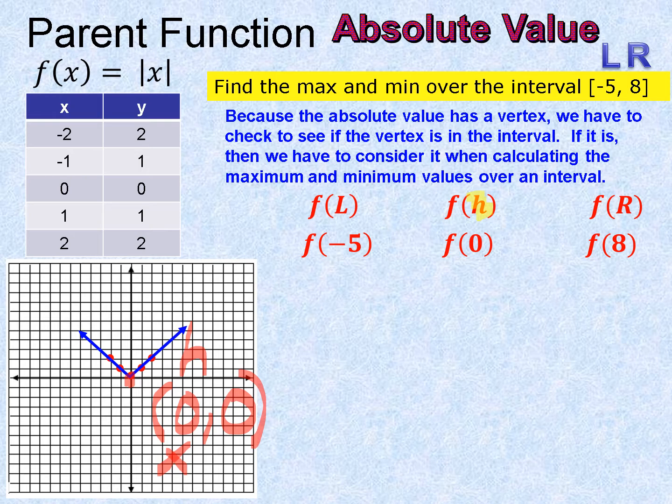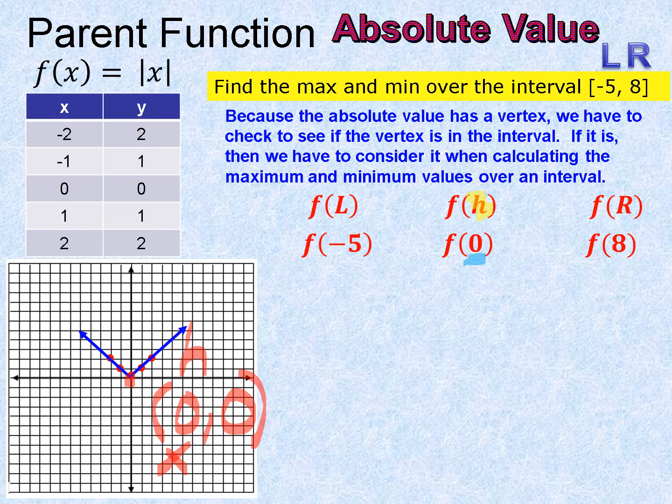Now, before we proceed, we need to check and see, is that H value inside the closed interval? So in other words, does this H value, which is 0, is that between negative 5 and 8? And in this case, it is. 0 is in between negative 5 and 8. So therefore, we have to consider it. If it wasn't 0, if it was something like, I don't know, 20, 20 doesn't fall between negative 5 and 8, so we wouldn't have to consider it. But in this case, we do have to consider it because 0 is in between negative 5 and 8.